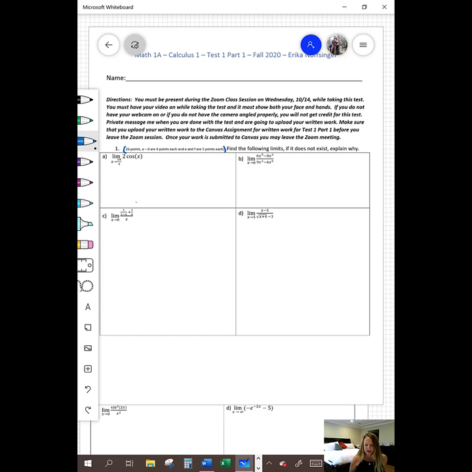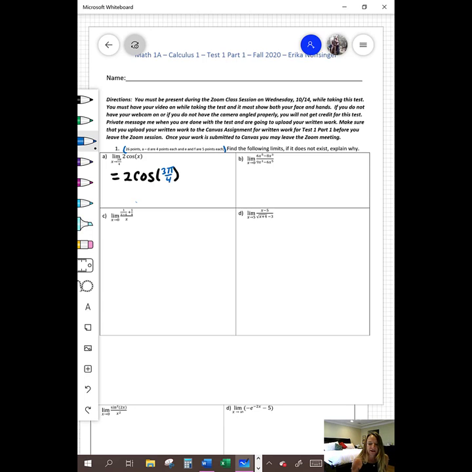And so this first problem is looking at limits, and you're looking at the following limits, and if it does not exist, you want to explain why. And so for limits, first thing that you want to do is look at direct substitution. For this first one, we have the limit as x goes to 3 pi fourths of 2 cosine of x. We're just going to plug in 3 pi fourths wherever we see an x, and so we have 2 cosine of 3 pi fourths.